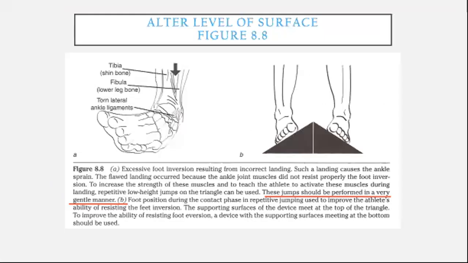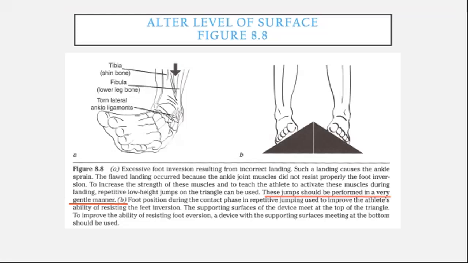Alter level of surface. So attention to the coordination of strength exercise, injuries that can happen during stretching, but also can happen during landing phases. Remember, training is typically done in a normal environment where we have flat and safe surfaces. However, sports is not always competed on a flat and safe environment. Surfaces are irregular. So figure 8.8 demonstrates on the left side an excessive foot inversion resulting from incorrect landing.